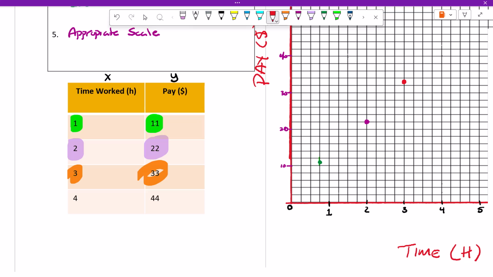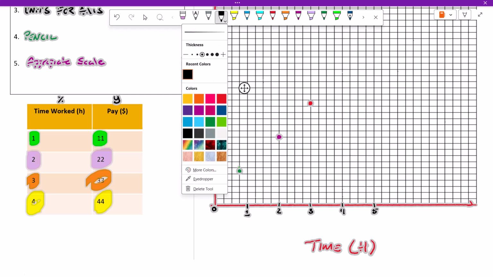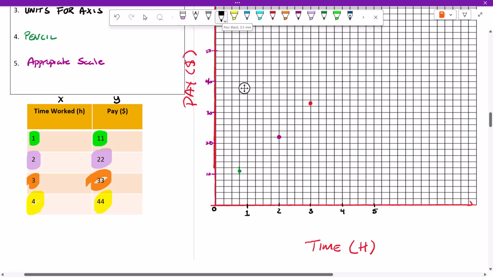So the last one is 4 and 44. So you go straight up from 4 to 40. Right there. Then 42, then 44. That would be 44. So you should have something like this. Now we're going to connect the dots. That's what our ruler's for. So we're going to connect the dots, make our nice straight line, right through our points.